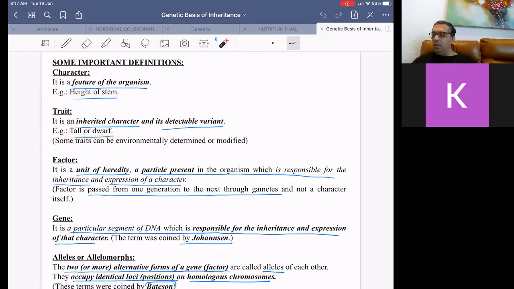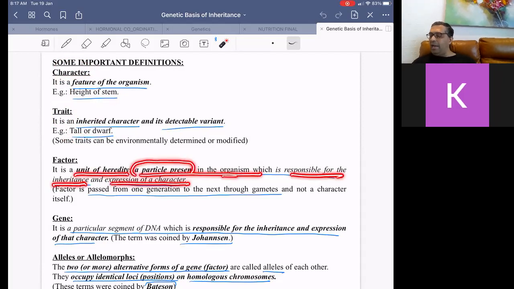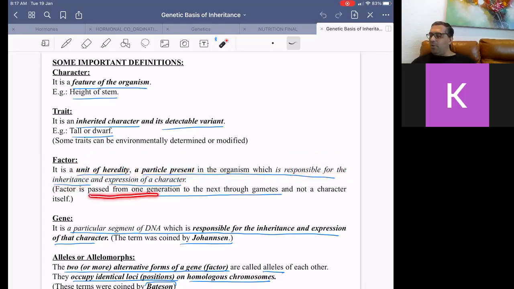And then we have factor, which Mendel said is a unit of heredity, a particle present in the organism responsible for inheritance and expression of a character. Today we know Mendel's factor is nothing but a gene. A factor is passed from one generation to the other, and it is inherited via gametes.